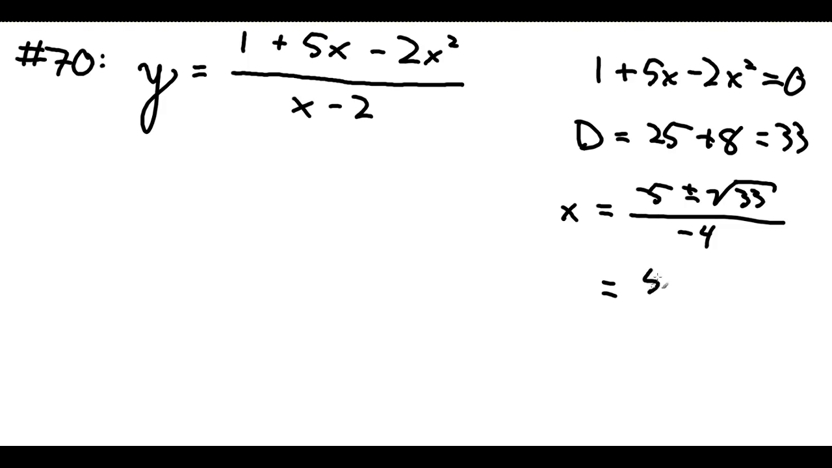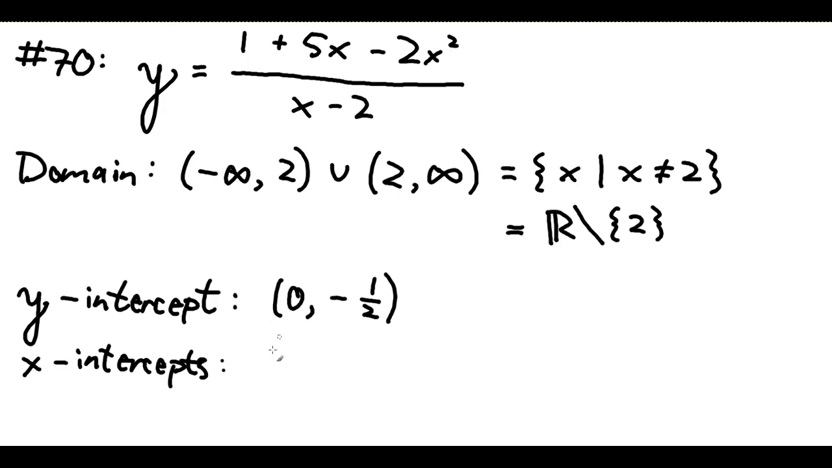So let's go ahead and take out that negative just to clean things up a little bit and say that this is 5 plus or minus the square root of 33 all over 4. So those appear to be the x values that are zeros of the numerator. Neither of those are equal to 2, so that means that these are both points where the function is defined and equal to 0. So we have x-intercepts at (5 plus or minus the square root of 33) over 4, comma, 0. Because, of course, on the x-axis, y equals 0.